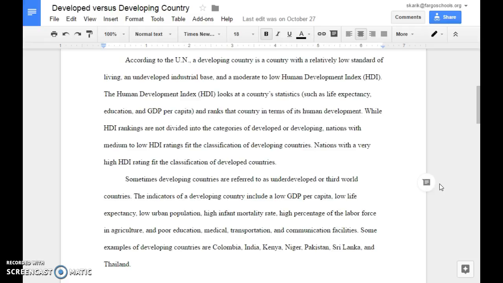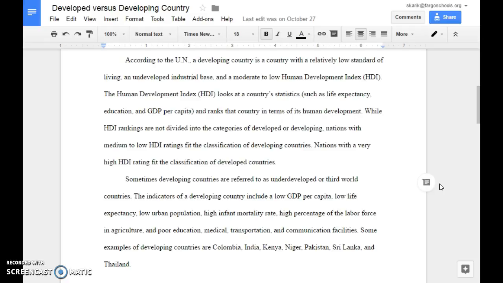While HDI rankings are not divided into the categories of developed or developing, nations with medium to low HDI ratings fit the classification of developing countries. Nations with a very high HDI rating fit the classification of a developed country. Sometimes developing countries are referred to as underdeveloped or third world countries.